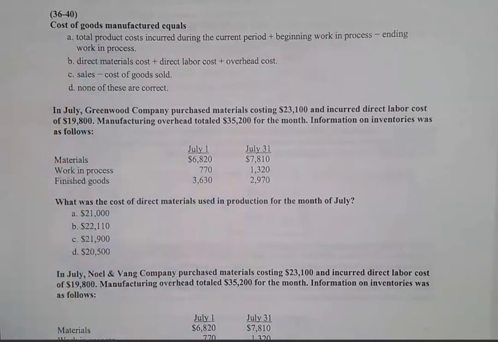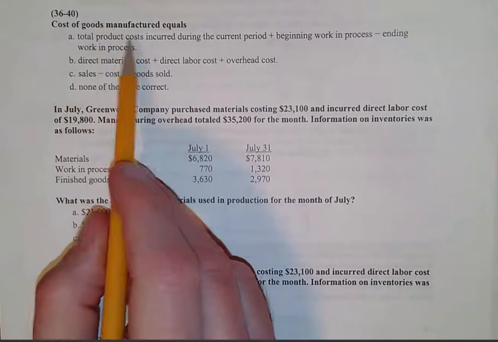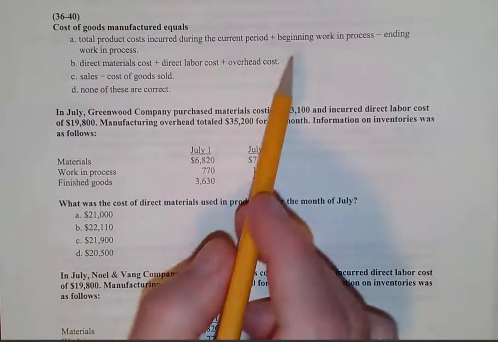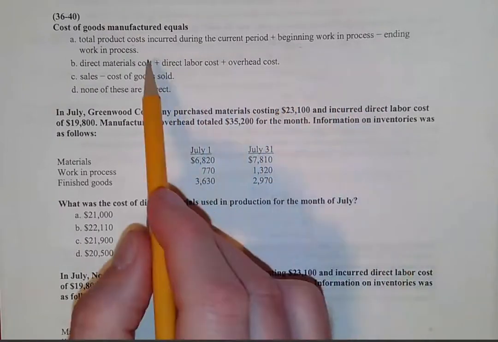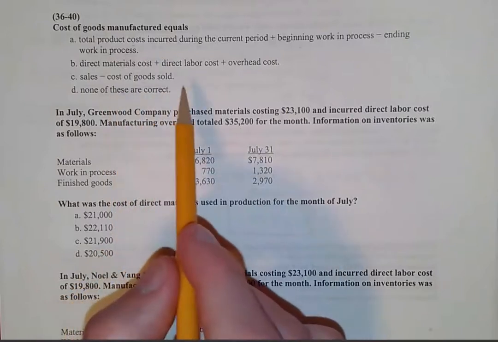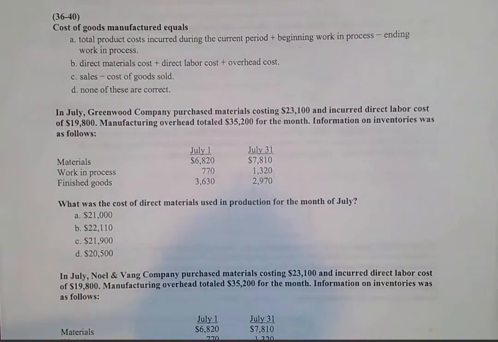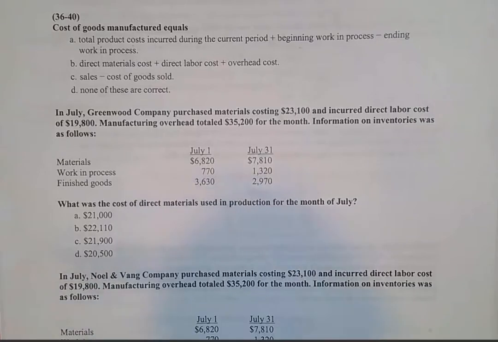So we've got a little multiple choice question here. It says cost of goods manufactured equals. So basically, what's the formula? And this is kind of the simplified formula, but let's just see what we got here. Total product costs incurred during the period plus beginning work in process minus ending work in process. Direct materials costs plus direct labor plus overhead costs, sales minus cost of goods sold, and none of these are correct.